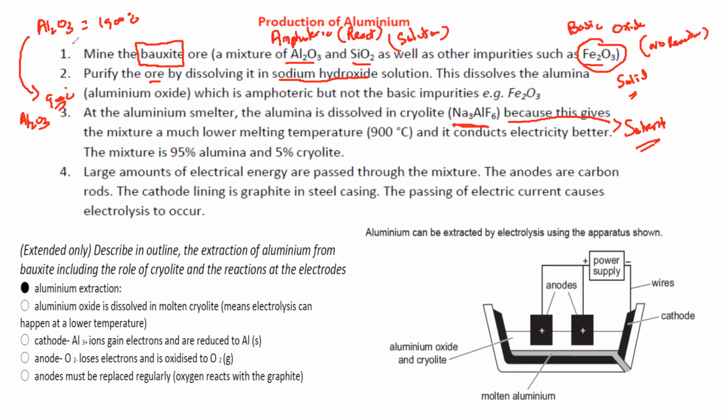So because it can melt at a low temperature, it will reduce the cost of extraction, so we don't have to supply too much energy.